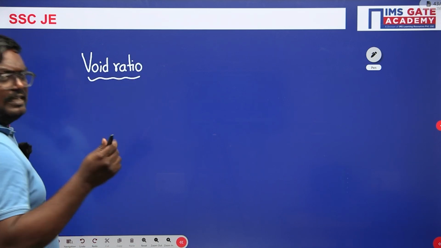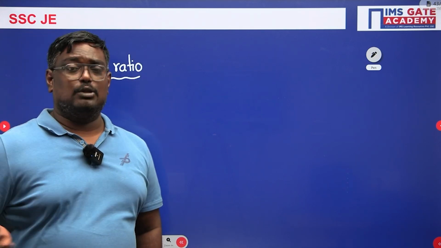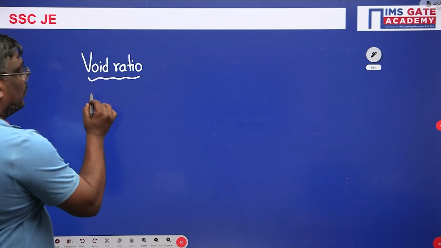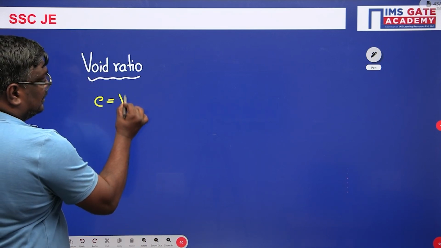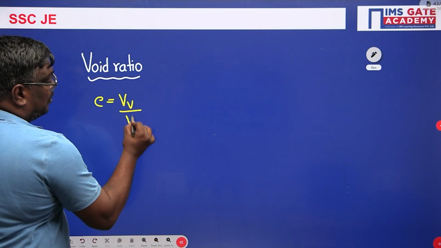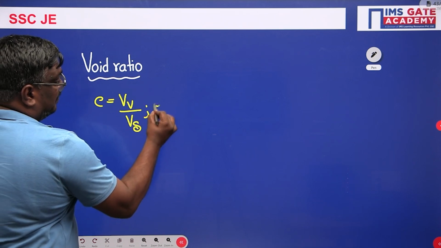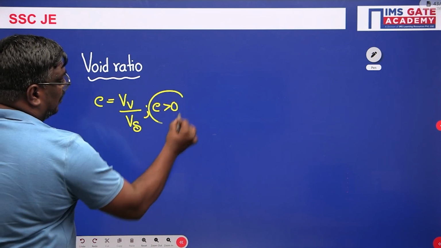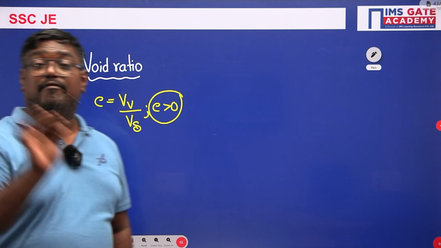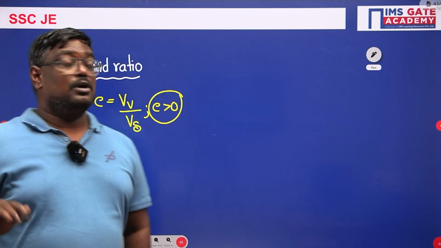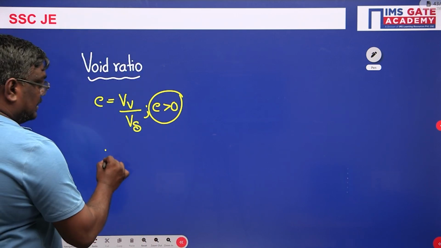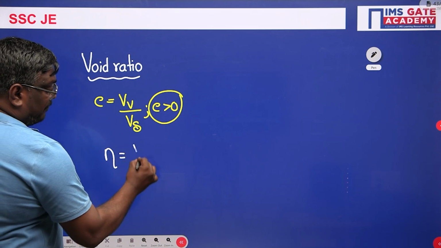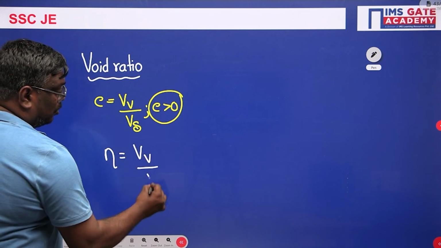So, sir, they have asked only porosity, but I am giving you the insight of the entire concepts. What do you mean by void ratio? Void ratio is defined as volume of voids to the volume of solids. And remember, the range of void ratio is always greater than 0, because the volume of voids cannot be 0. And porosity: if they ask you porosity, it is defined as volume of voids to the total volume.